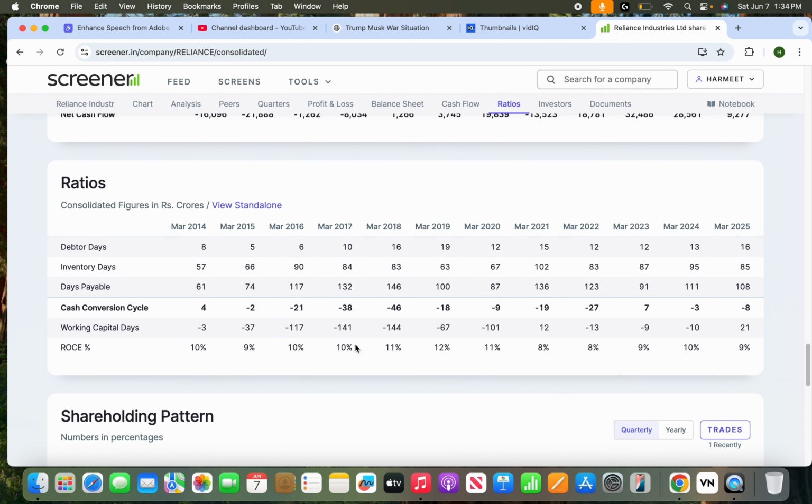Now let's move on to the ratios section. Screener.in also provides a dedicated ratios section with even more detailed financial ratios. Here we explore ratios like debtor days, which means how long it takes customers to pay their bills. Next one is inventory days, which means how long inventory sits before being sold. Third one is working capital days, which tells us how efficiently the company manages its working capital. Analyze the trends of these ratios over several years. Are they improving or not?